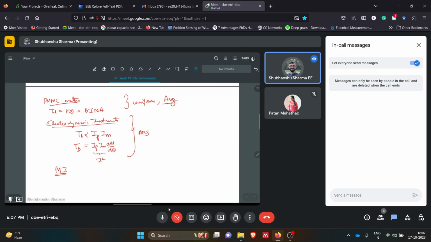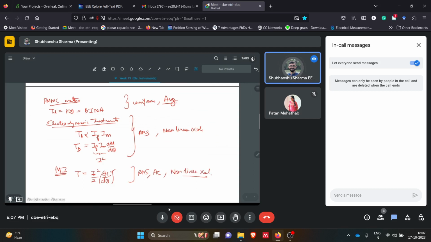As the name also suggests, here the deflection torque equals again I square into half dL by d theta. Here there is no mutual inductance, but there is self inductance of the coil, and this also measures RMS of the AC. In this case also the scale is not linear, non-linear scale here also. Okay, so this was about moving iron.